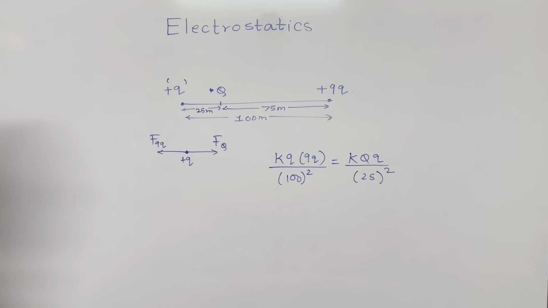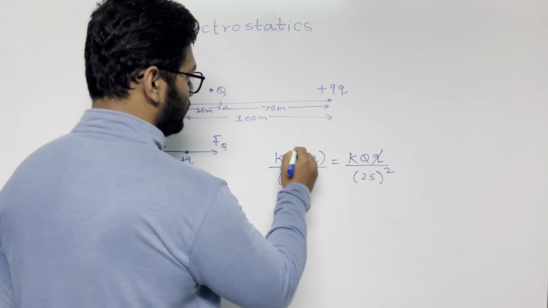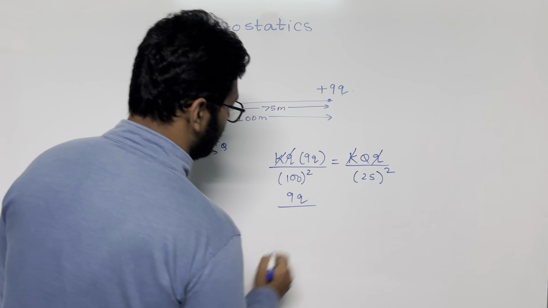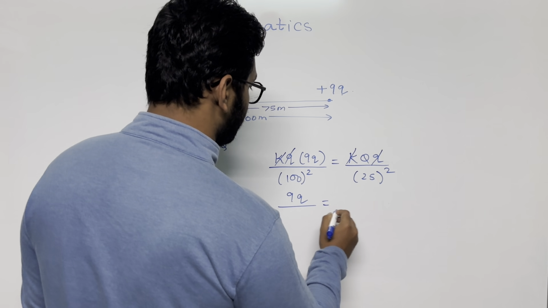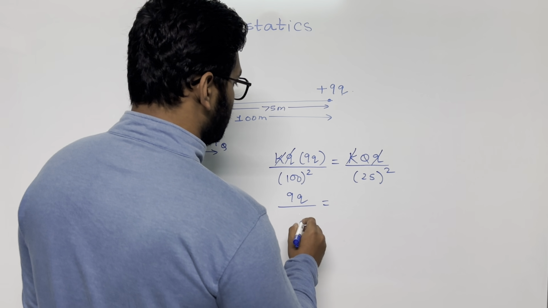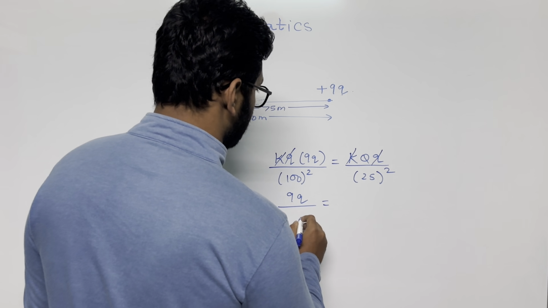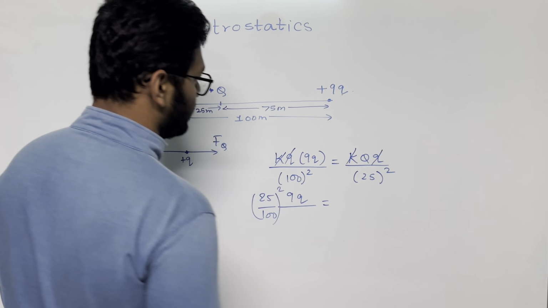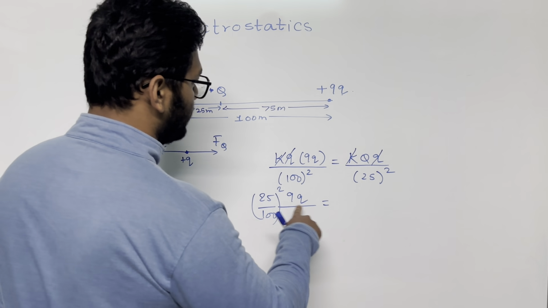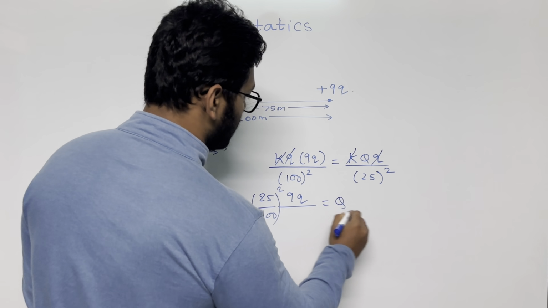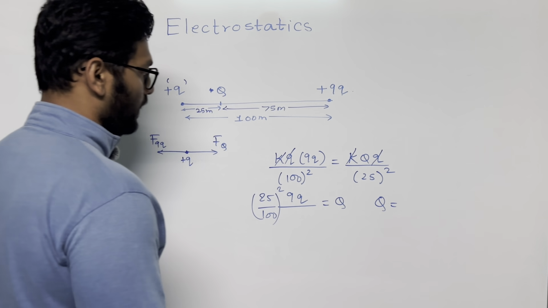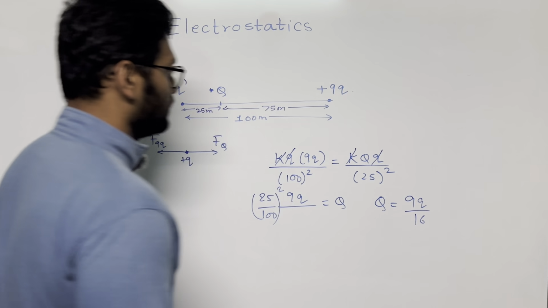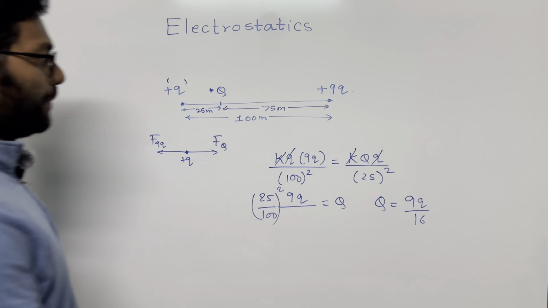Okay, so now q and q will get cancelled, k and k will get cancelled. This is 9q upon, okay, let's write it as this 9q. This can be written as 25 upon 100 whole square into 9q is equal to q. So what should be the value of capital Q? Capital Q is 9q by 16, right? So this is the value of capital Q.